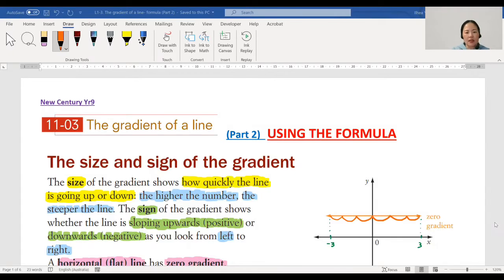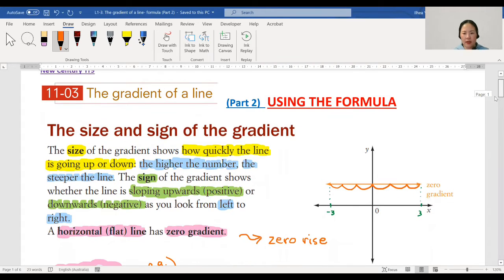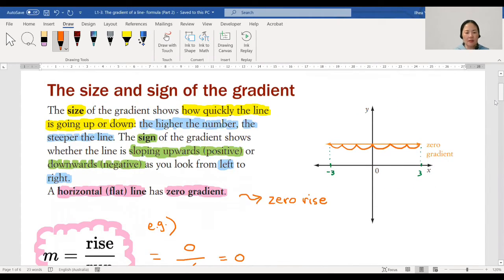Today's lesson is the gradient of a line, part 2, using the formula. It's using 2 points. So before we do that, let's have a look at this. The size and sign of the gradient. The size of the gradient shows how quickly the line is going up or down. The higher the number, the steeper the line.